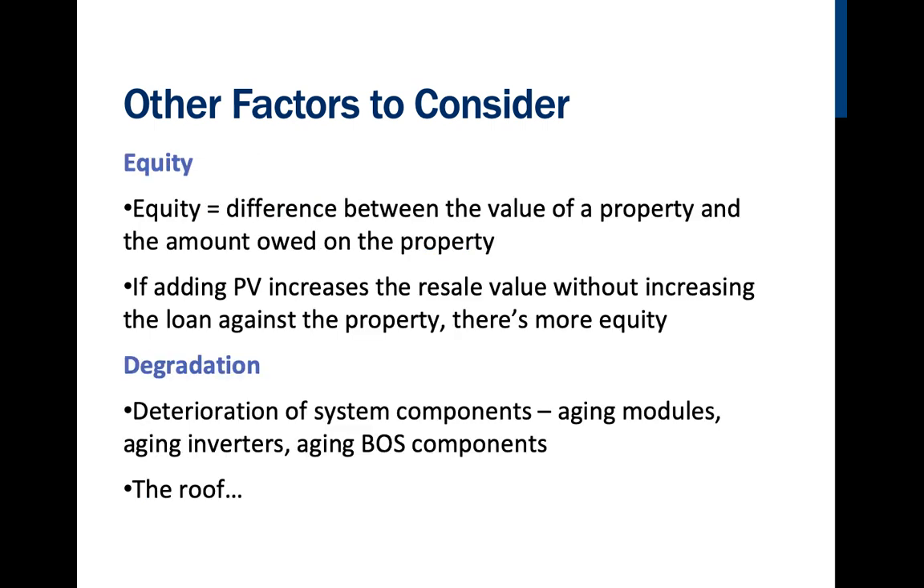Other factors to consider: equity. How much have you paid into this system? Are you going to take out a loan to pay for this system? And then degradation. The system is going to degrade over time with age based upon heat and photo degradation, and that's going to be 0.5% per year. So we're going to lose our production over time. And then, as I said before, in 30 years' time, I'm going to have 80% of my original production still on the rooftop.